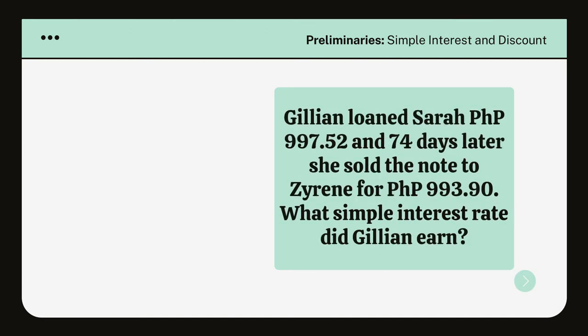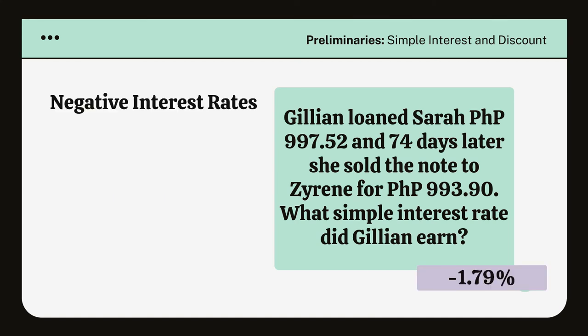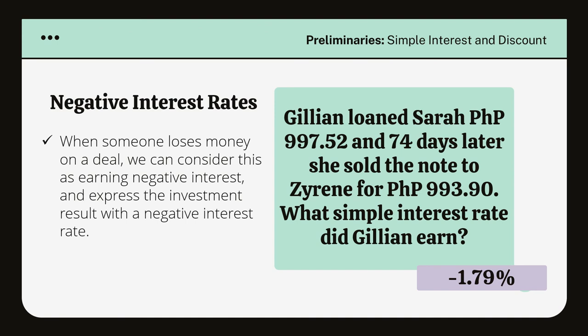Jillian loaned Sarah 997 pesos and 52 centavos. But 74 days later, she sold the note to Zyrene for 993 pesos and 90 centavos. So what simple interest rate did Jillian earn? Let's see. The answer is negative 1.79%. Why? How do we know negative interest rates? Okay? When someone loses money on a deal, we can consider this as earning negative interest and express the investment result with a negative interest rate.